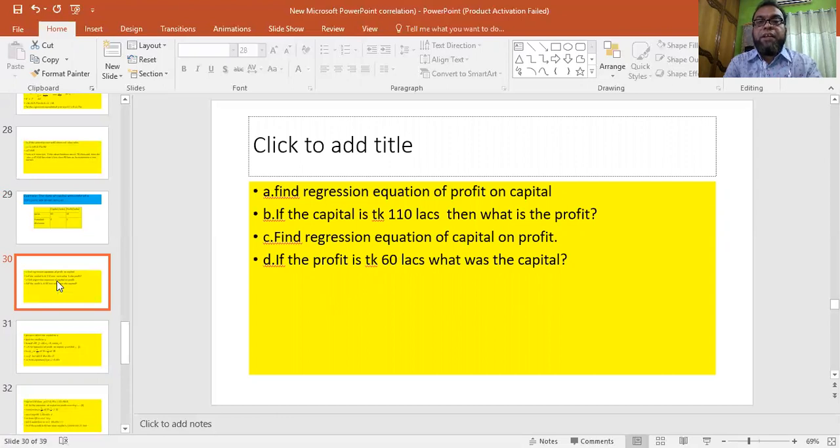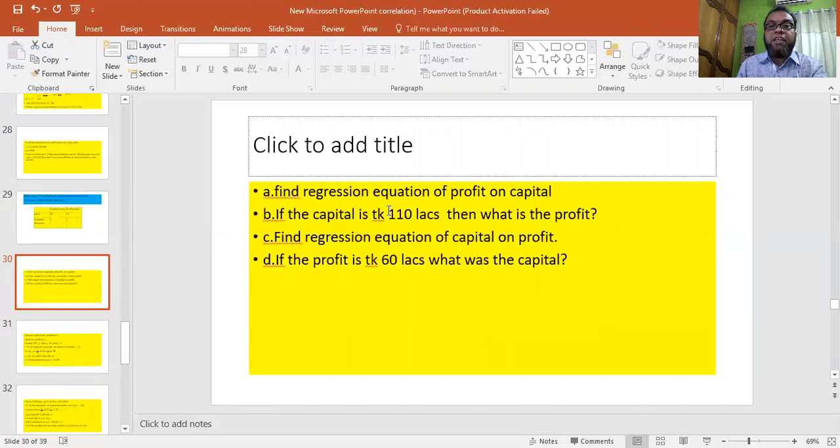If the capital is 110 lakhs, then what is the profit? Number C: find the regression equation of capital on profit. Number D: if the profit is 60 lakhs, then what was the capital? There are 4 maths. In your exam, 2 or 3 may be set. Okay. Now, question number A.